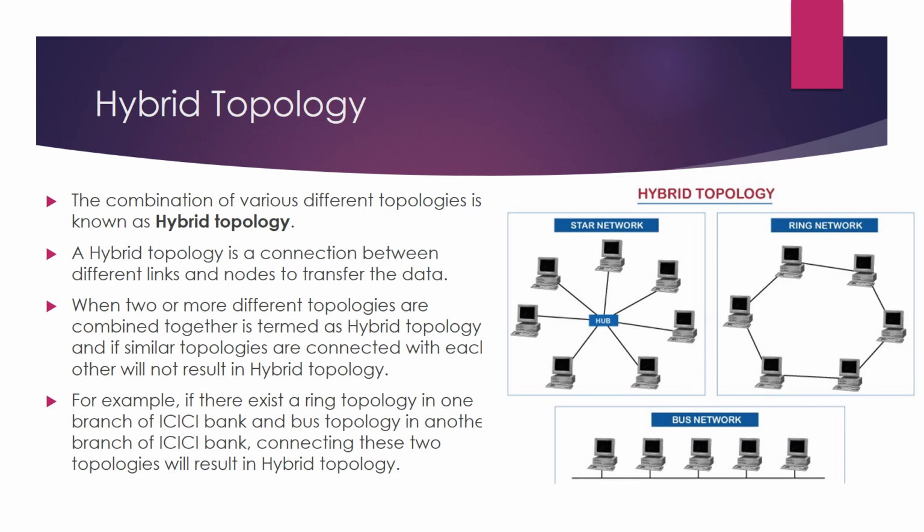When two or more different topologies are combined together, it is termed a hybrid topology, and if similar topologies are connected with each other, it will not result in a hybrid topology. For example, if there exists a ring topology in one branch of ICICI Bank and a bus topology in another branch of the bank, connecting these two topologies will result in a hybrid topology.